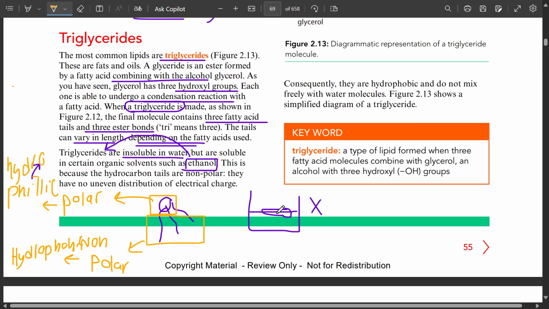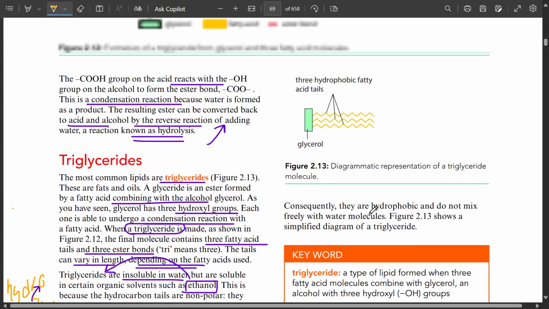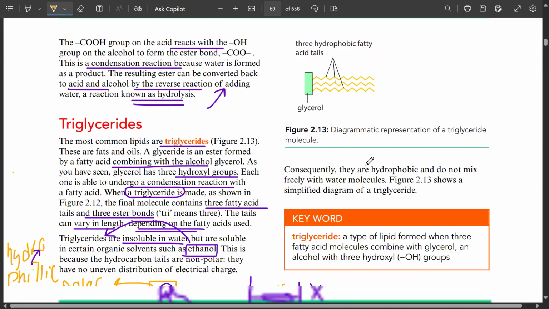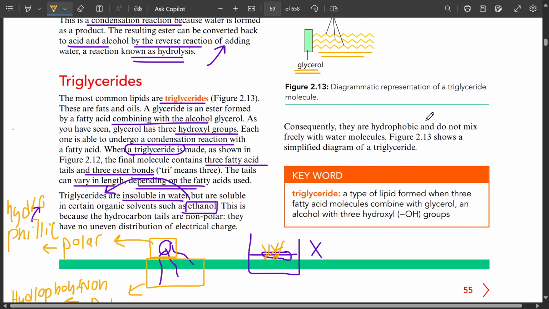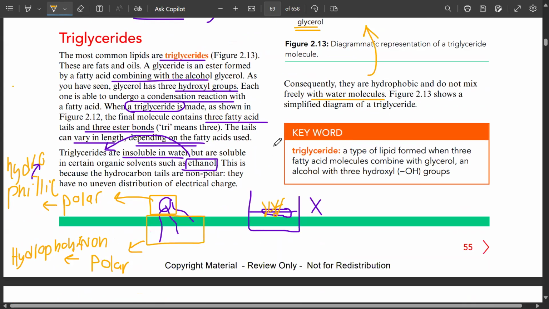So only the heads go to the water, but the fatty acids stay pointing out of the water. The fatty acids never dissolve. So overall, the whole triglyceride molecule doesn't dissolve as well. This glycerol is polar, hydrophilic, and soluble. It loves water. But the three fatty acid chains are non-polar, insoluble, and hydrophobic by nature. Consequently, they do not mix freely with the water molecules, as you have seen in the diagram above as well. So what is a triglyceride?